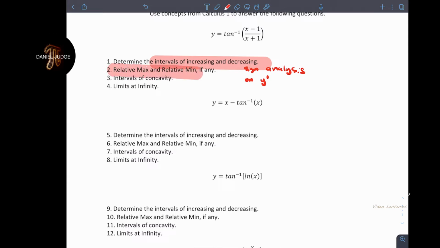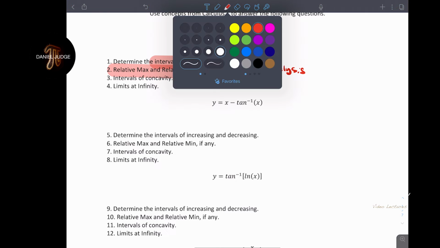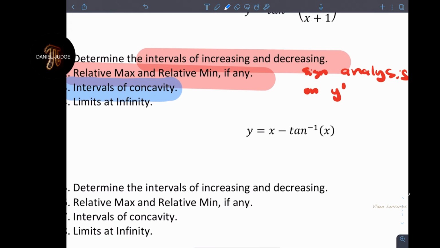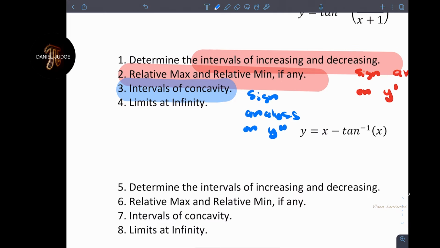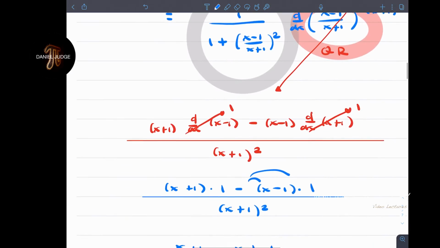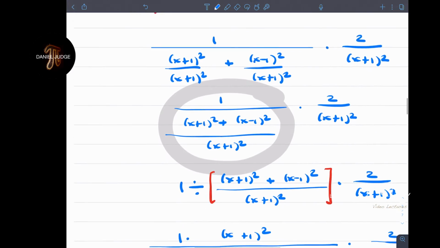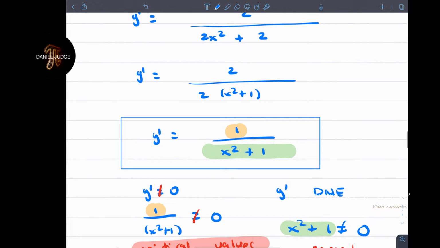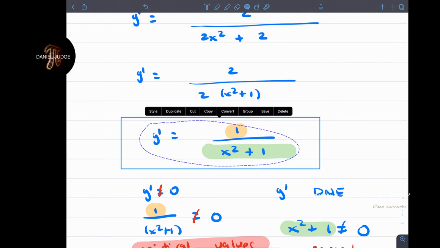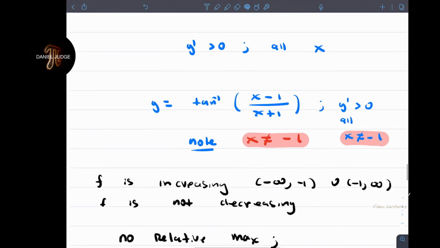After trying to address the relative max, relative min situation is the intervals of concavity. So when you try to do intervals of concavity now, this portion here, sign analysis on the second derivative. So once you get the first derivative, you're going to have to now get the second derivative here. Okay, so the first derivative is right here. So let's do sign analysis on the second derivative.